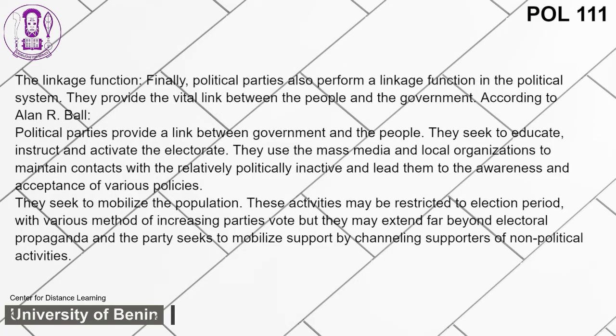5. The linkage function. Finally, political parties also perform a linkage function in the political system. They provide a vital link between the people and the government. According to Alan R. Ball, political parties provide a link between the government and the people. They seek to educate, instruct and activate the electorate. They use the mass media and local organizations to maintain contacts with the relatively politically inactive and lead them to the awareness and acceptance of various policies.